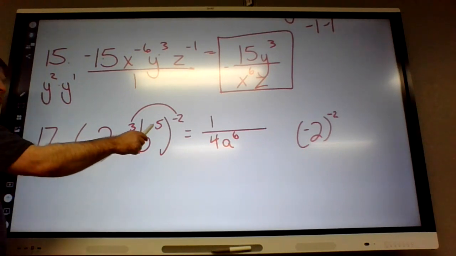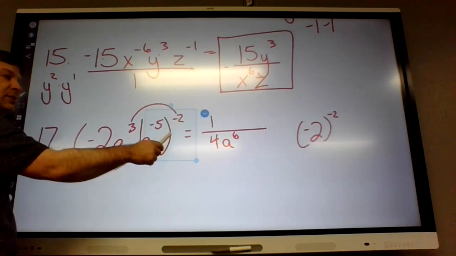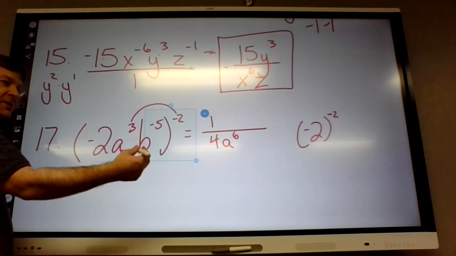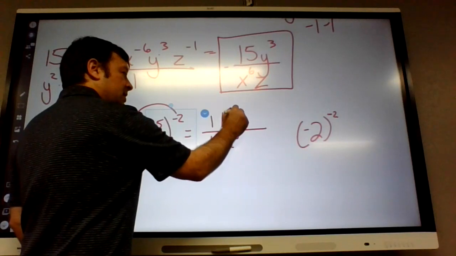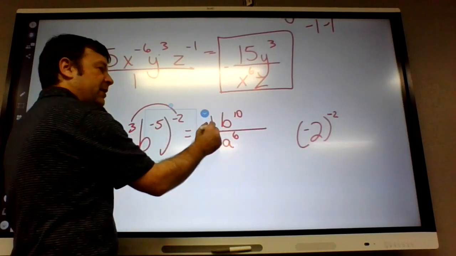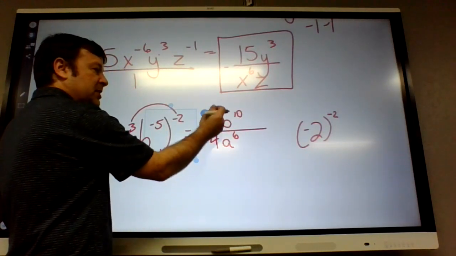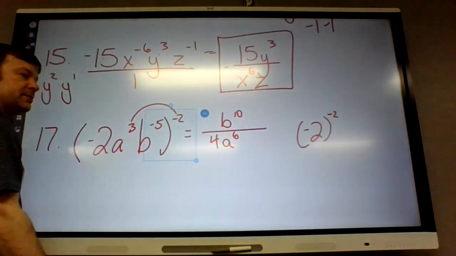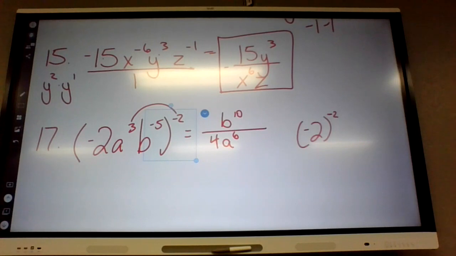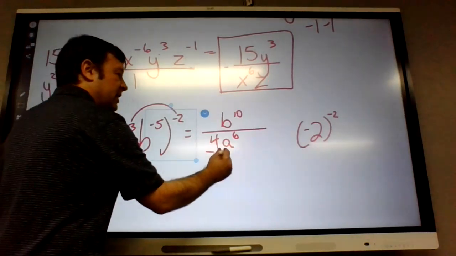And then same thing on the b's, negative 5 times negative 2 is positive 10. So that one is going to stay on top. Now if I have a 1 up here, 1 times b to the 10th, that 1 doesn't really do anything now, so I don't really need it. Alright, but that would be it.